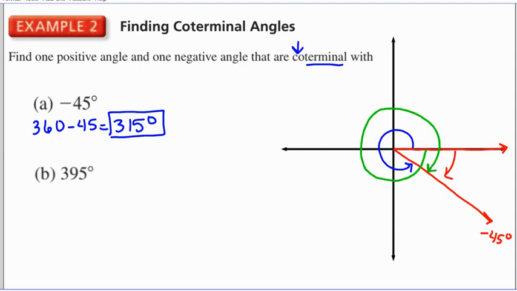So coterminal, sharing the same terminating side. Okay, so I went negative 360, and I also went negative 45. So in total, I went negative 405 degrees. So that's another coterminal angle with that negative 45-degree angle.